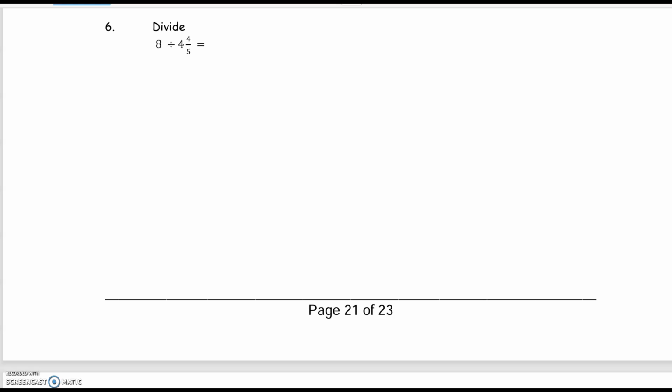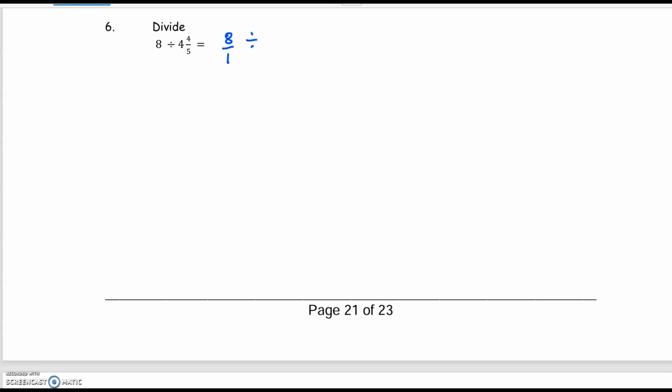We're going to divide a whole number by a mixed number. And what is the rule? For division and multiplication, always change the mixed numbers to an improper fraction. 8 is a whole number, we leave it alone.